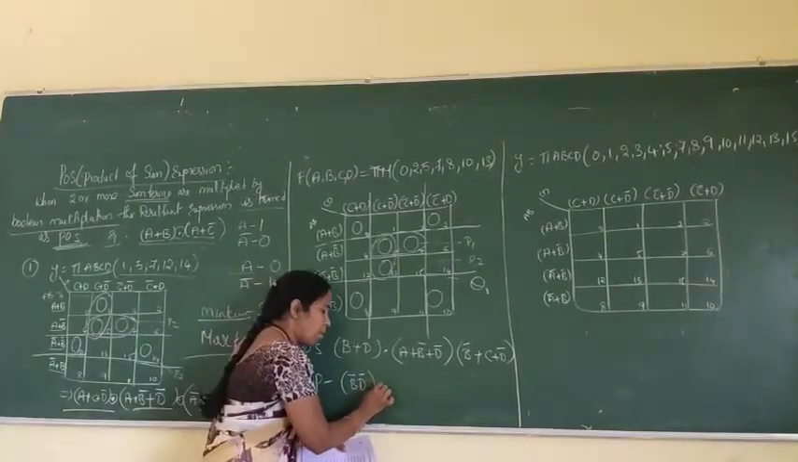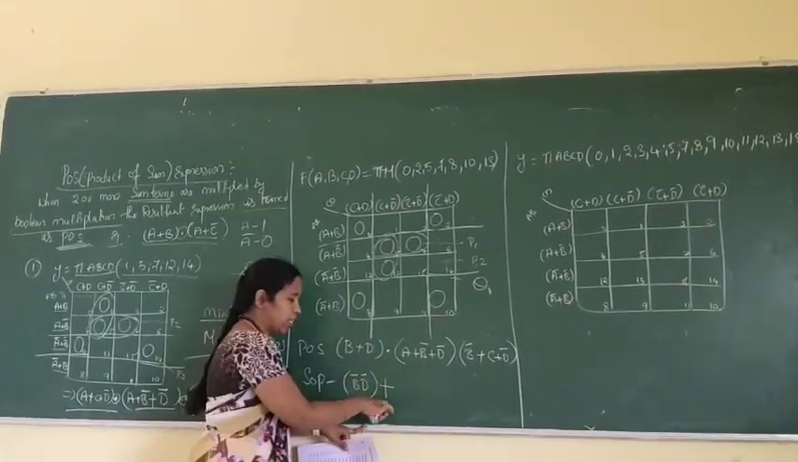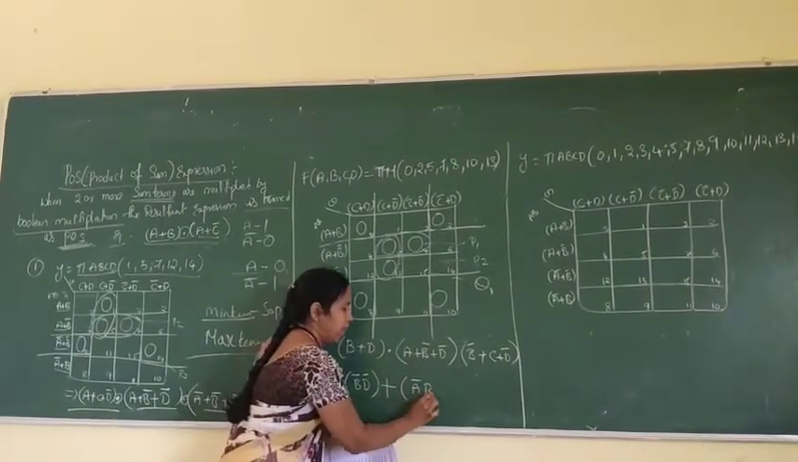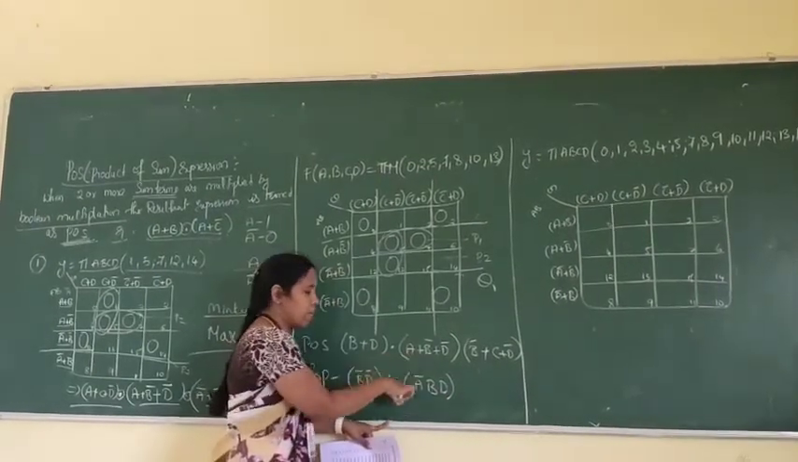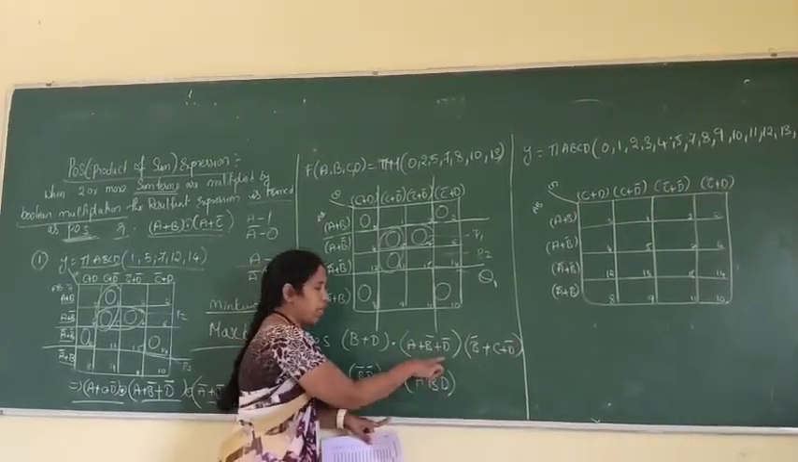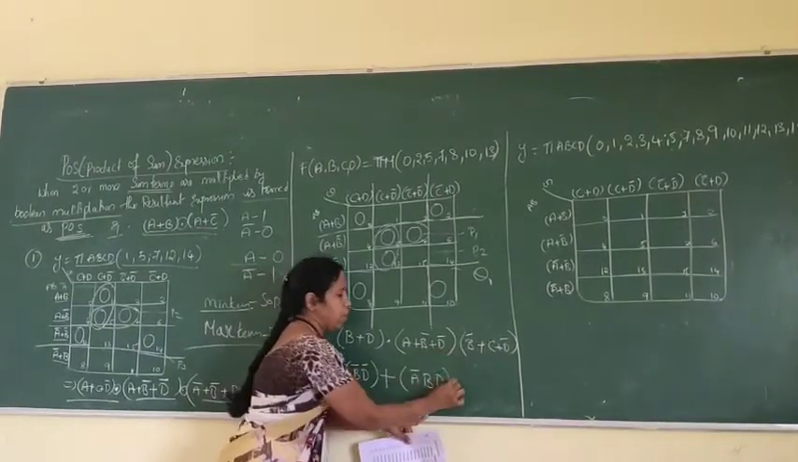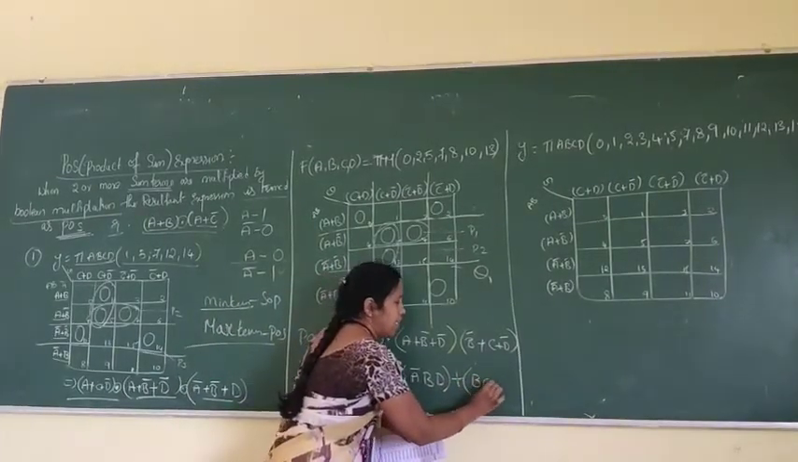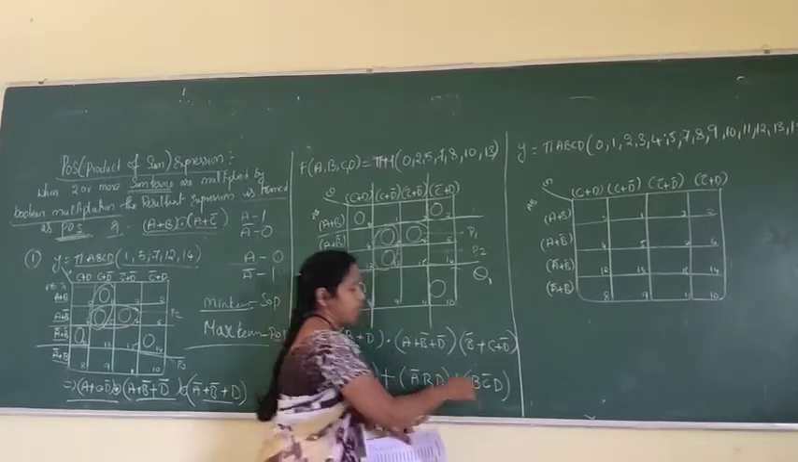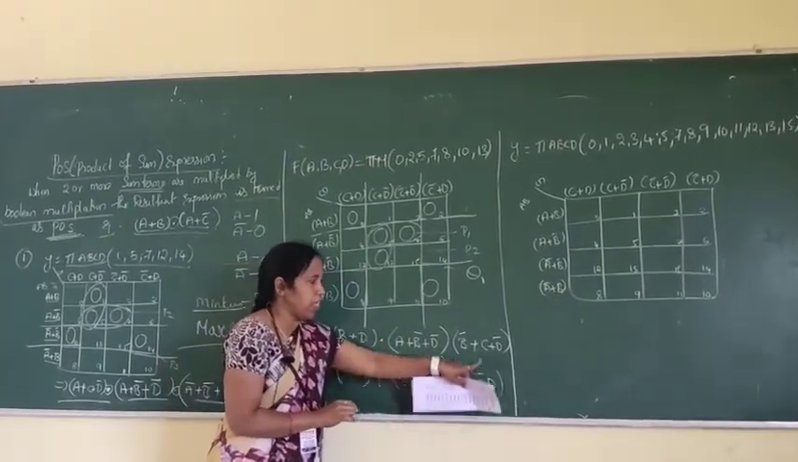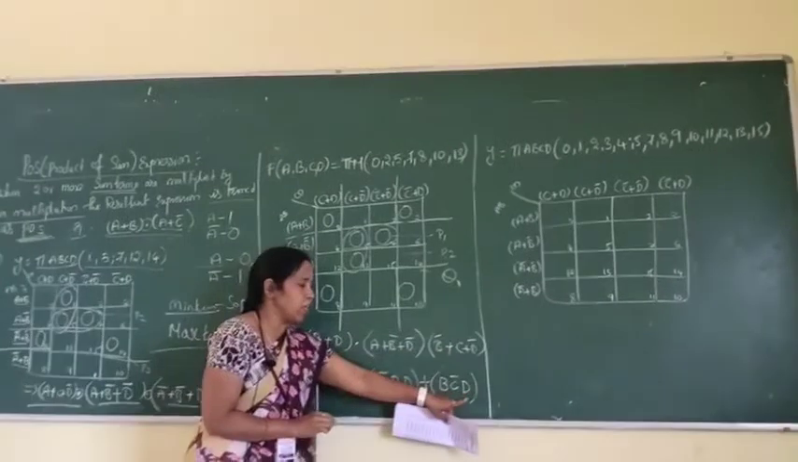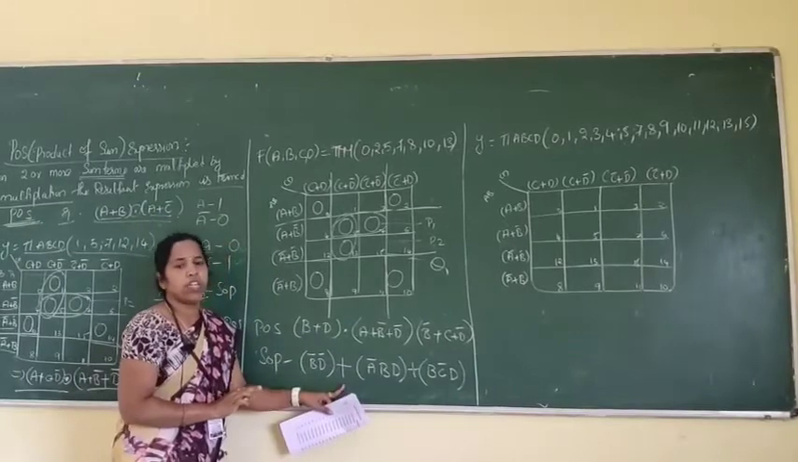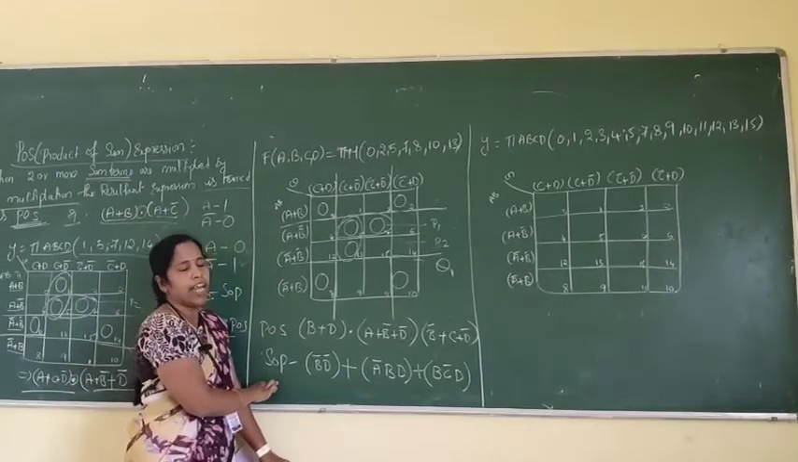Next one, sum of product: this multiplication is replaced with plus. And here what will you get? A bar, B, D. So A is replaced with A bar, B bar is replaced with B, D bar is replaced with D. Again multiplication is replaced with plus. And here you will get B, C bar, D. B bar is replaced with B, C is replaced with C bar and D bar is replaced with D. So plus is replaced with multiplication and multiplication is replaced with plus. So a POS as well as an SOP.